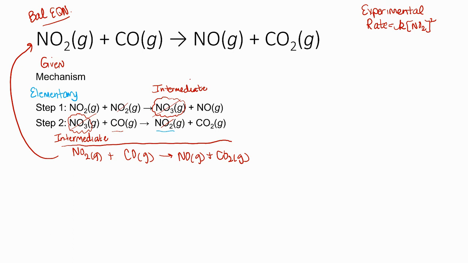Elementary steps are the play-by-play of who's colliding with who. And in this mechanism that's proposed, the NO2 does not collide with CO at first. It collides with another NO2. Then it makes one of our products and this intermediate. The intermediate then collides with CO to make CO2, the other product.